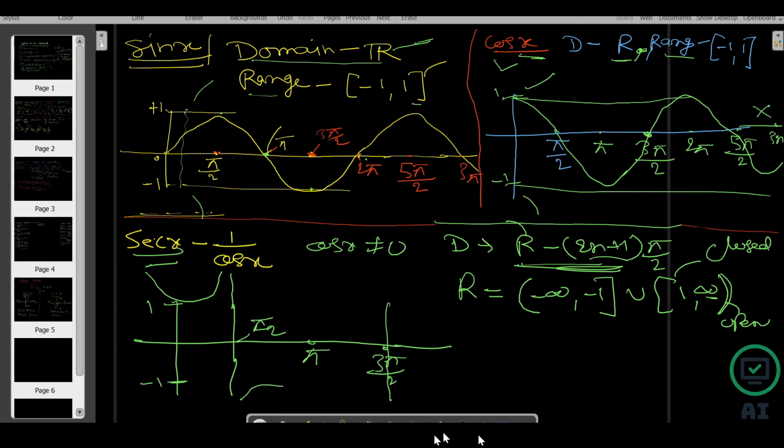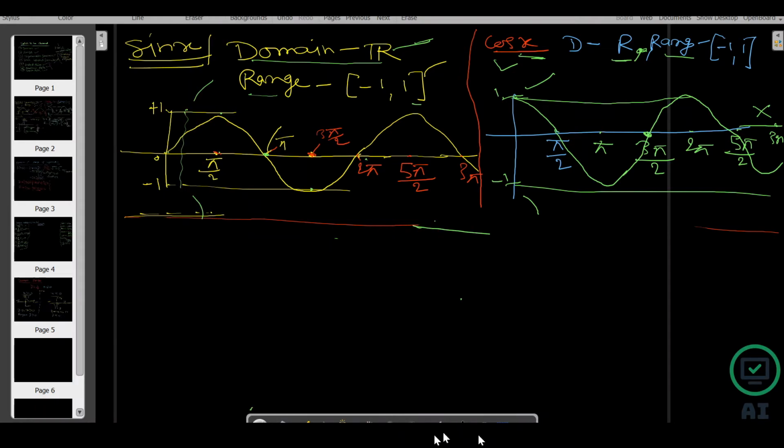So this will be like here, this is the actual minimum, and here it will not go below that. Let's see the cosec x. So let's see the cosec x graph.